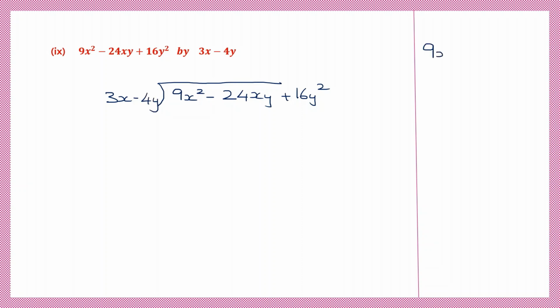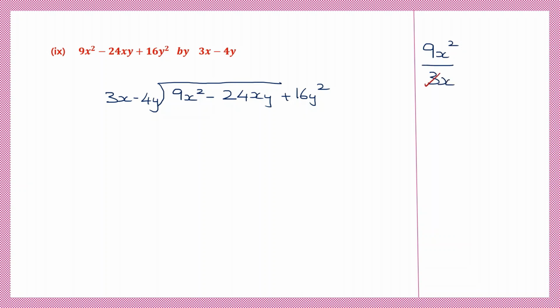Question 9. So here again we have a polynomial. So let's write it down. 9x square minus 24xy plus 16y square, and the divisor is 3x minus 4y. Let's take the first term of the dividend, that is 9x squared, and the first term of the divisor, which is 3x, and do our division.